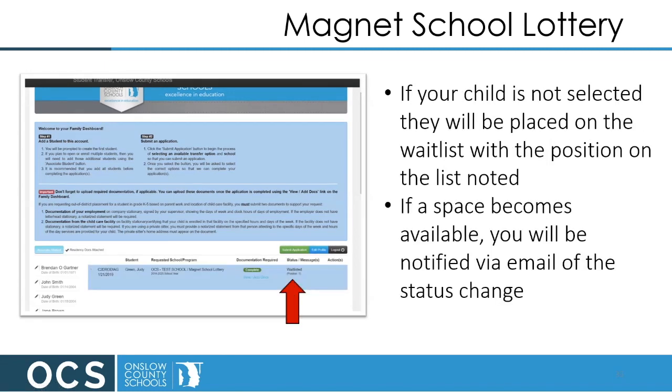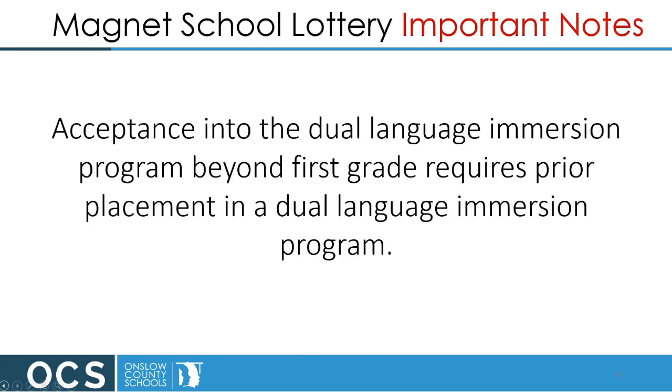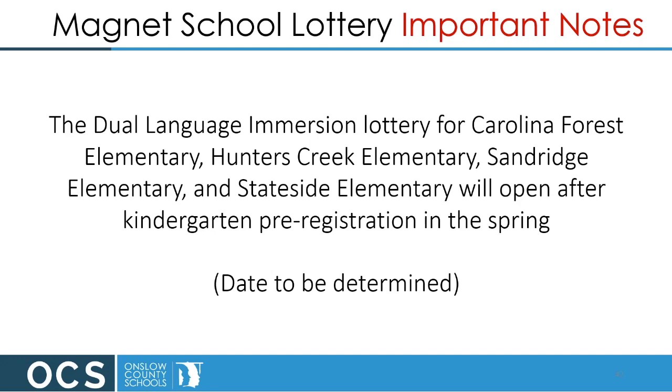If your child is not selected and is placed on the wait list, you will see that on your dashboard, along with your child's position on the wait list, and you will receive an email automatically if your child's seat becomes available. Be reminded that acceptance into the dual language immersion program beyond first grade will require prior placement in dual language immersion before the application. The dual language program in Carolina Forest, Hunters Creek, Sandridge, and Stateside Elementary will open after kindergarten pre-registration sometime in the spring. That date is to be determined.